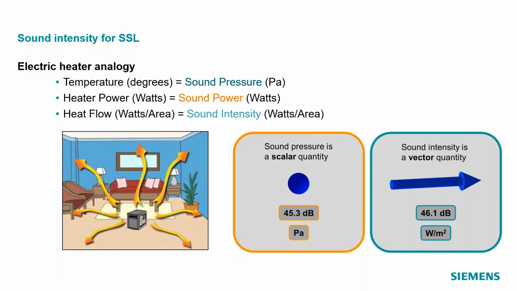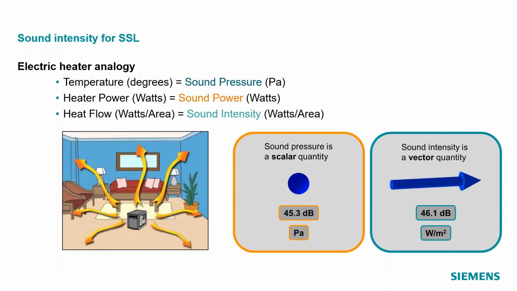And the important thing to understand, one of the benefits we get from using more than one transducer in our intensity probe, is that we don't just get a number. Like sound pressure is a scalar quantity. It's just, in this case, 45.3 dB in terms of Pascal. It's just a number. That's all we get.